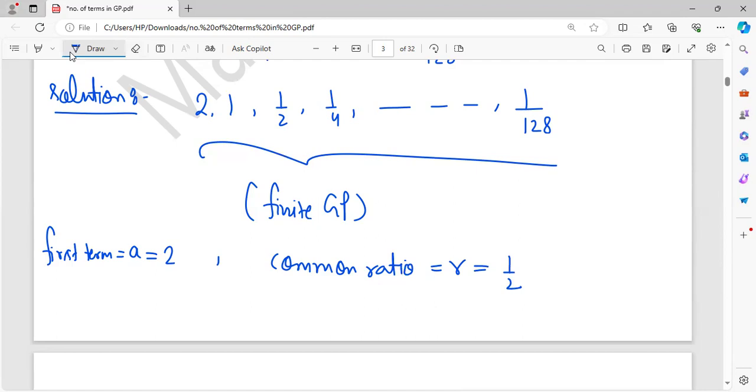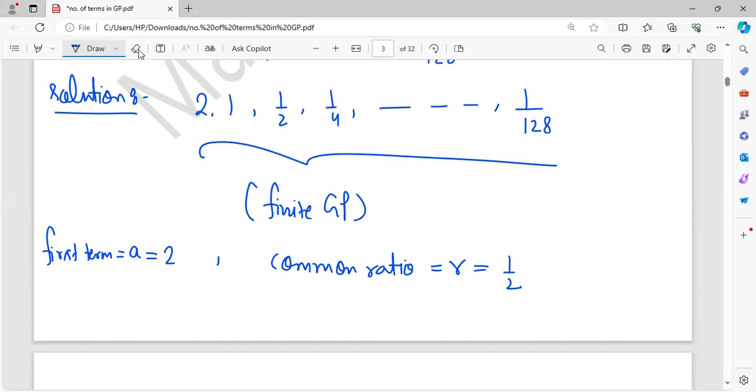But it is possible that you are given a progression, and it is not mentioned whether this is a GP or not, but you will have to check whether this is a GP or not. Here it is given in the question that this is a GP, so no need to check. You only take the ratio of the second term with the first one, that is 1 by 2.